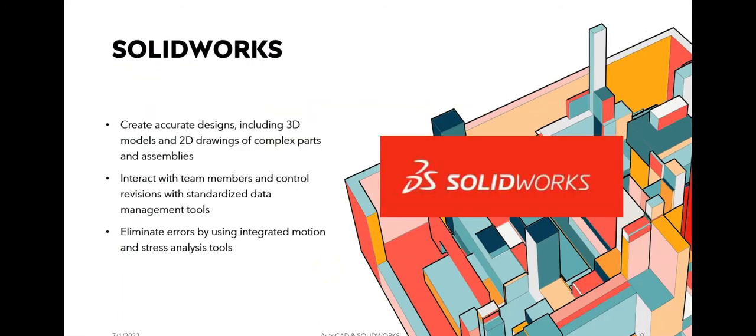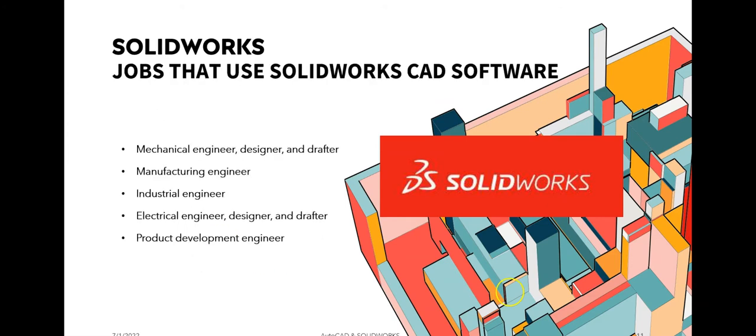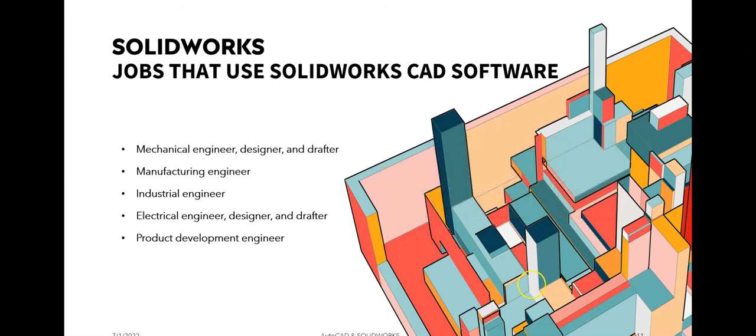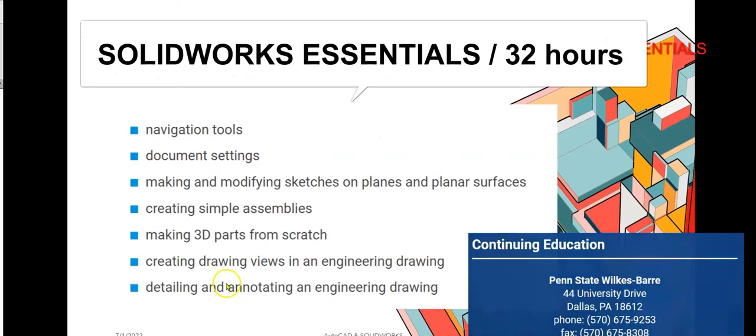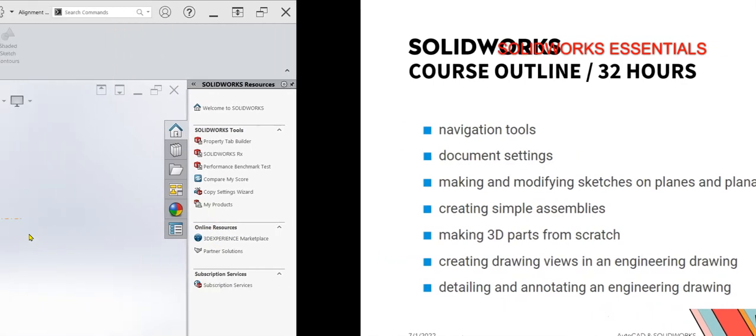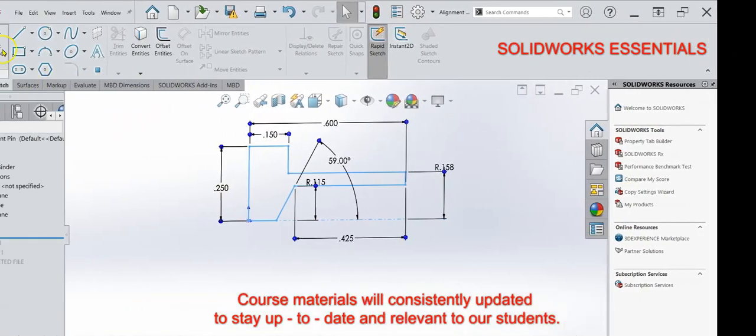SolidWorks is a CAD 3D modeling software, and it is used to create 2D drawings and 3D models. This software is important for mechanical, manufacturing, industrial, electrical, product development, engineering, and more. A lot of companies use AutoCAD and SolidWorks together, and our courses are short courses of 32 hours.